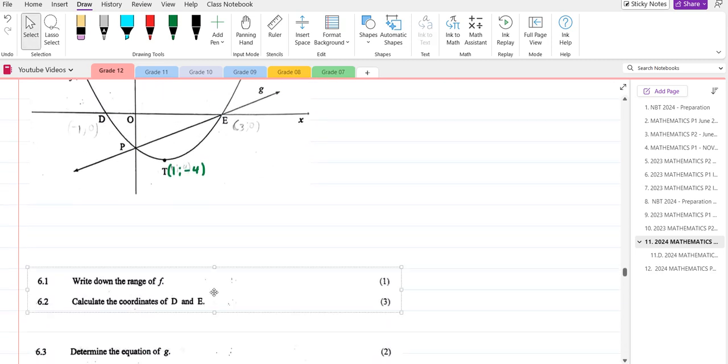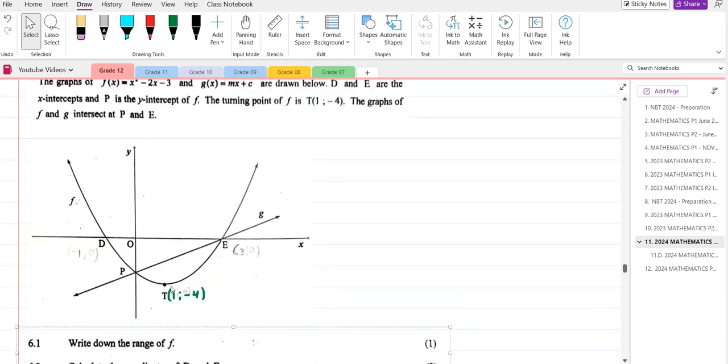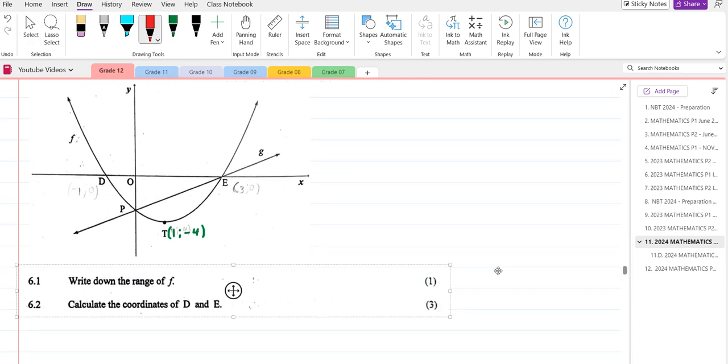Write down the range of f. What's the range? Where is this graph sketched? Above negative 4. The range of f, the parabola, is greater than or equal to negative 4. So y is greater than or equal to negative 4.